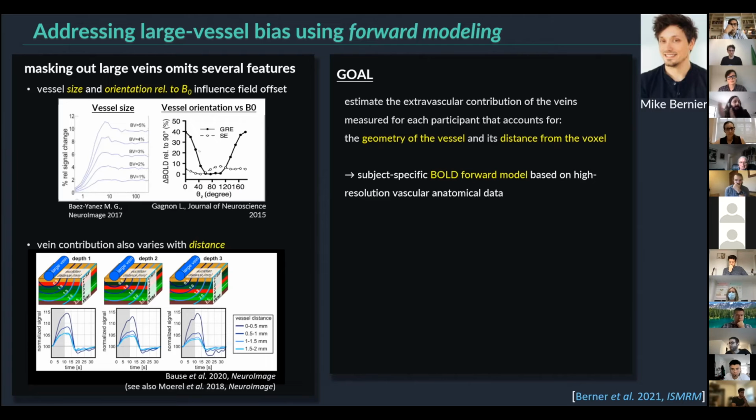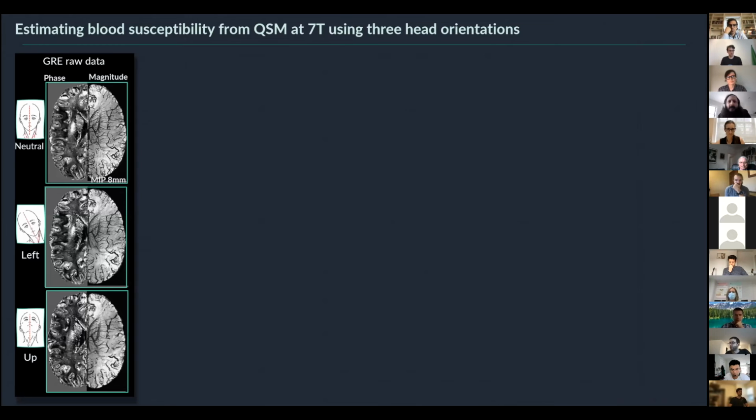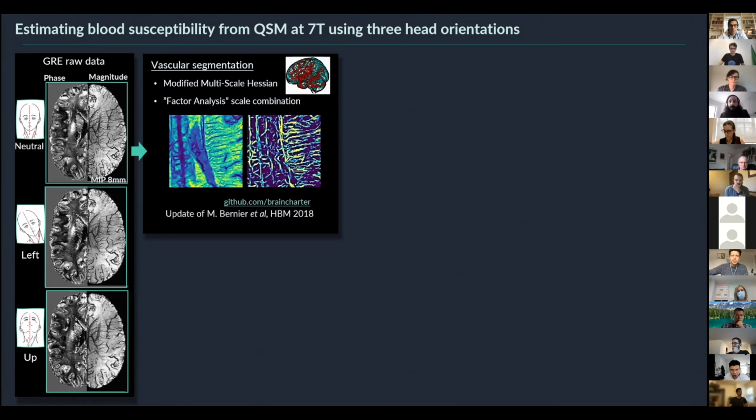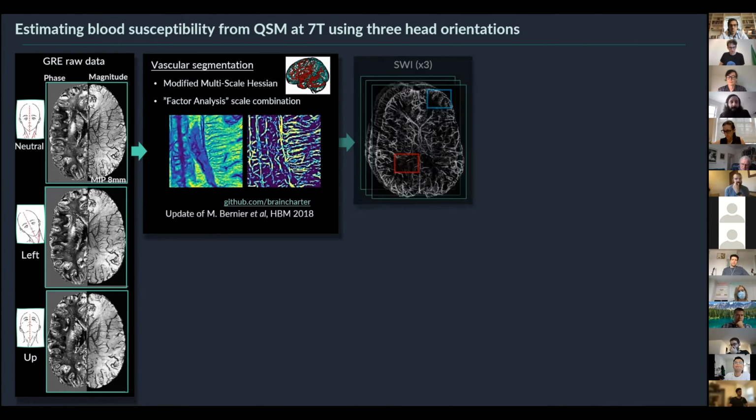And the subject-specific BOLD forward models based on high-resolution vascular anatomical data. So to compute the vascular segmentation and blood susceptibility that are the basis of this forward model, we estimated blood susceptibility from QSM at 7 Tesla acquired with 3 different head orientations, and used a multi-scale Frangi approach for vascular segmentation on each of these gradient echo acquisitions, and then just combined the results.